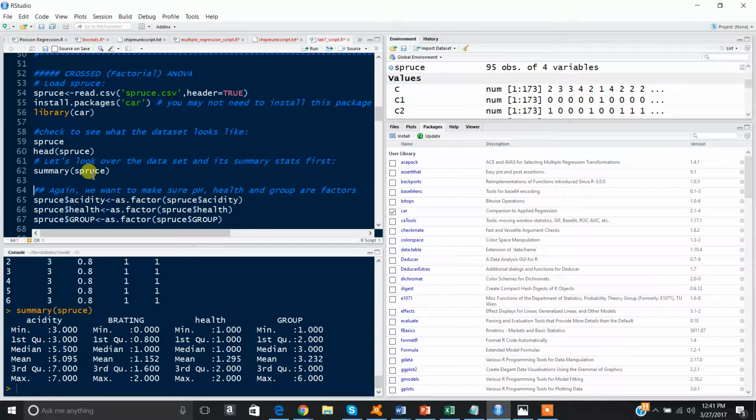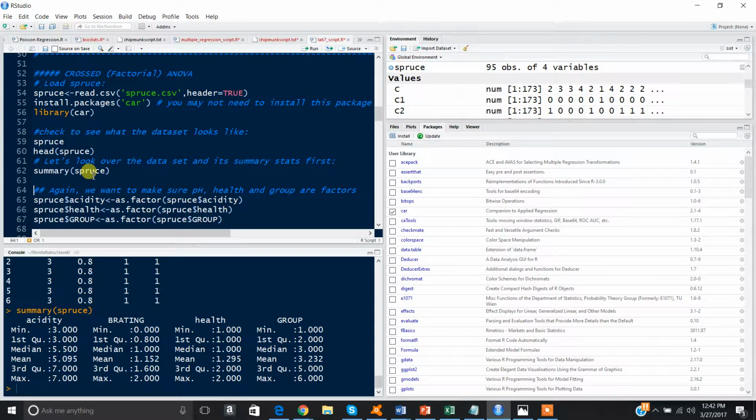So since you have a crossed ANOVA, there are 3 null hypotheses. The first is the null hypothesis that there's no effect of pH. The second is that there's no effect of health. And the third is that there's no effect of interaction between pH and health. So that's what crossed ANOVAs deal with. They deal with an interaction term.